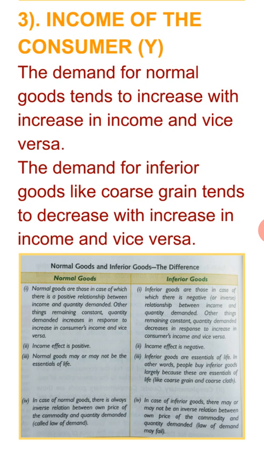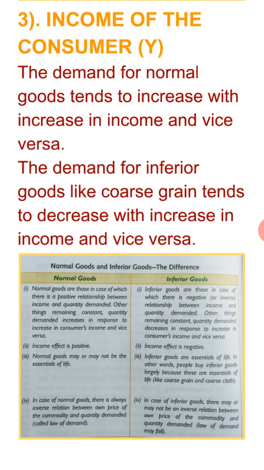Now the third one, income of the consumer. If we talk about the income of the consumer, then on the basis of income, the goods are divided into two parts, normal goods and inferior goods. The demand for normal goods tends to increase with the increase in income and vice versa. When income of the consumer will increase, the demand for the normal or good quality good will also increase. And if the income of the consumer will decrease, the demand for the good quality good will also decrease. तो कैसा relation है बेटा, positive relation है.